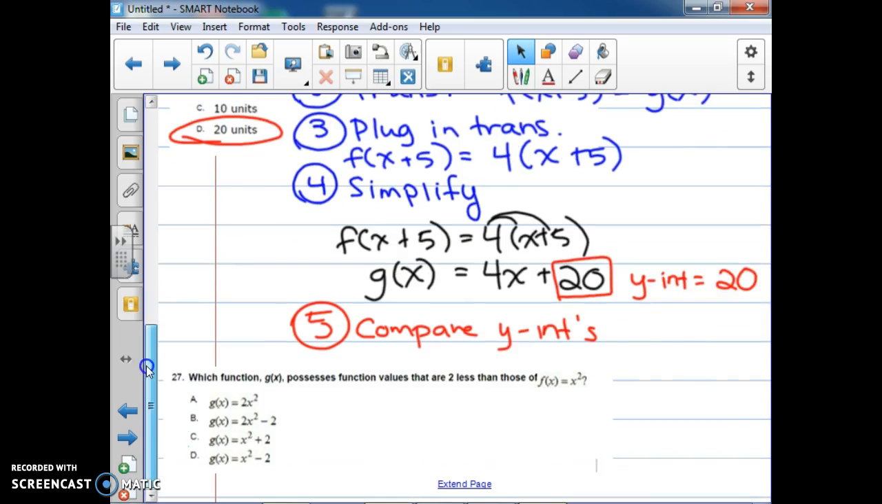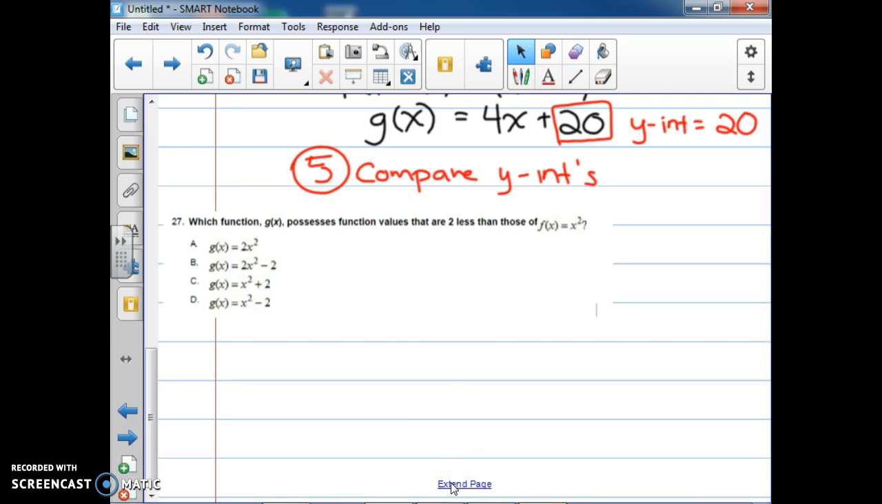Alright, one more. We have: which function g of x possesses function values that are 2 less than those of f of x equals x squared? First, identify the image, so our pre-image. That is f of x equals x squared.